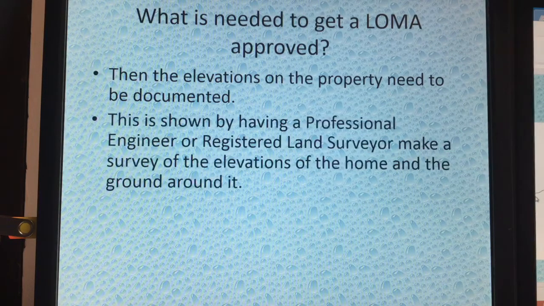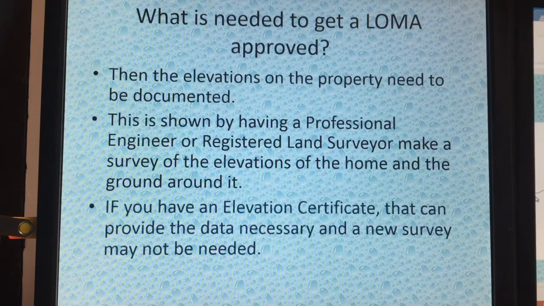So to get this information, we're going to have either a professional engineer or a registered land surveyor make a survey of the elevations of the home and the ground immediately around it. If you happen to have an elevation certificate that was already done for the property, that data can be used instead, and a new survey may not be necessary. Now, the caveat to that is if the maps have changed or if the datum has changed since this elevation certificate was done and the date you're applying for the letter of map amendment.